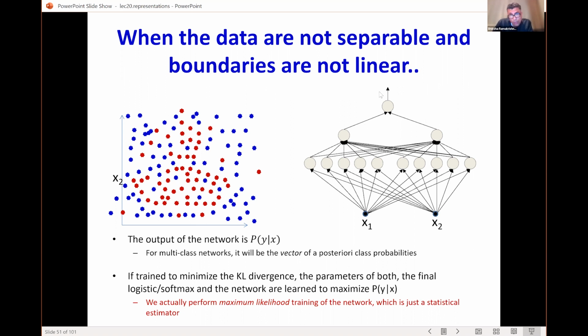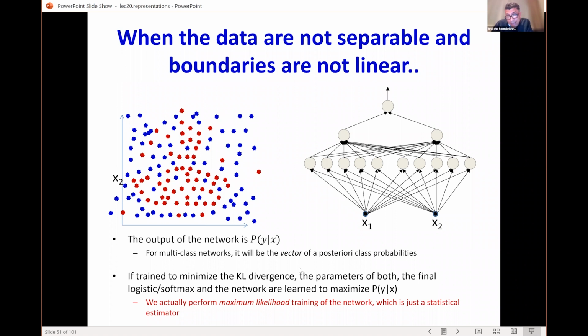And as we saw earlier, when I just have this neuron, if I try to train it to minimize the KL divergence, it's the same as performing maximum likelihood training of this neuron. But even when I think of the entire network as a single unit, if this output neuron has a softmax or a logistic function, and we are trying to minimize the KL divergence between the actual output of the network and the desired class labels, then what we are actually performing is maximum likelihood training of the entire network. The entire network is now just a parametric model that is intended to capture the a posteriori probability of the classes given the input. And the training process simply is a maximum likelihood algorithm that learns the parameters of this model.